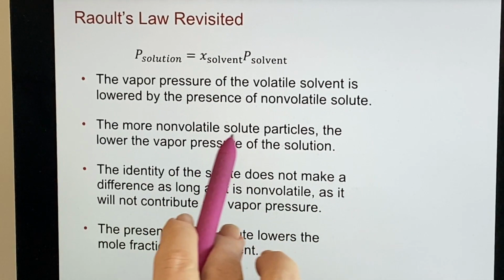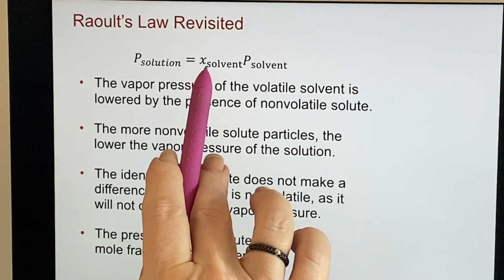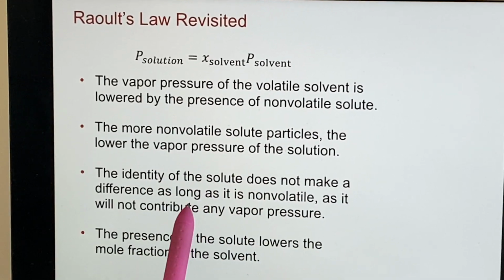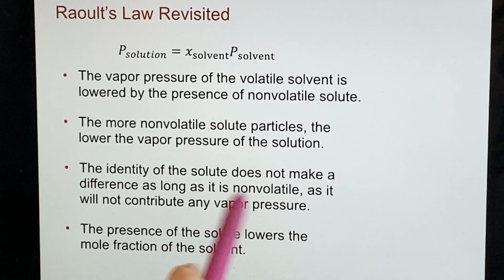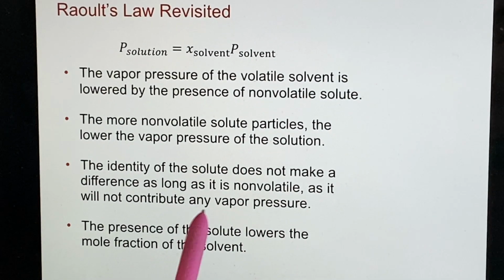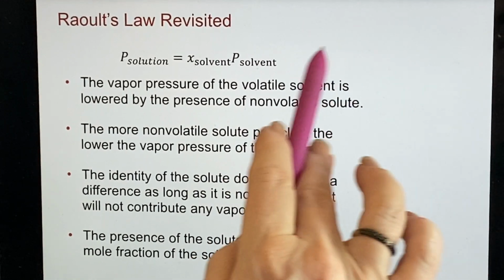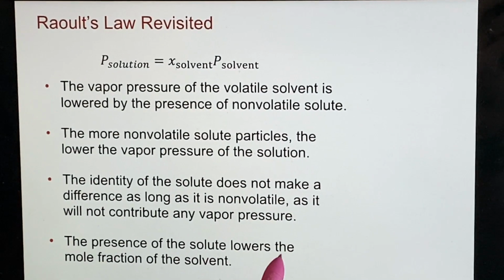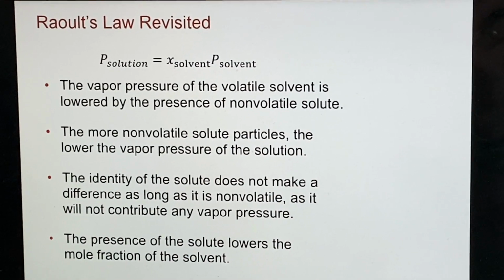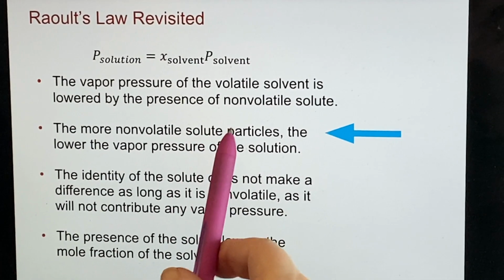The more of these solutes there are, the less chi of the solvent is. And it doesn't matter what the identity of the solute is as long as it's non-volatile, because then it's just going to say, oh, my vapor pressure is 0, so everything that was added to this is just 0. That solute is lowering the mole fraction of the solvent. And so this is very important: the more of the solute particles.